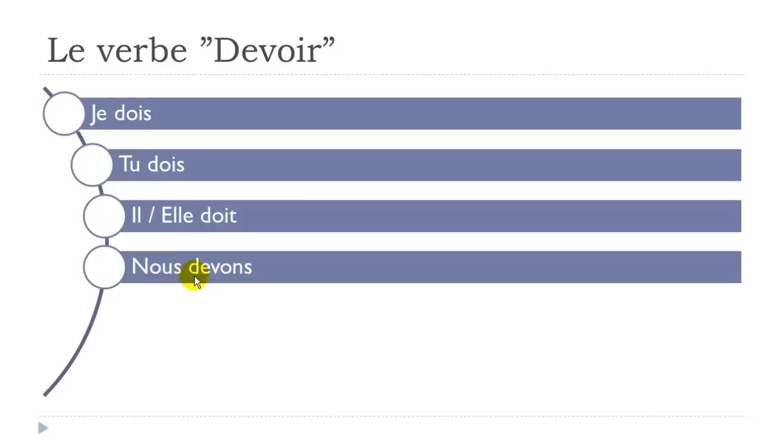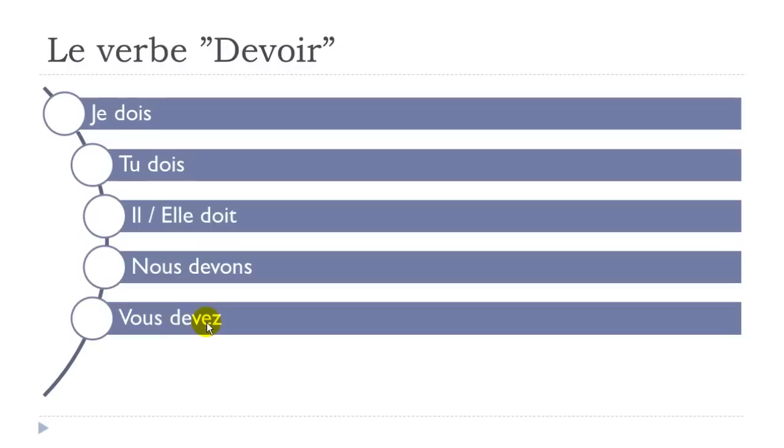Nous devons. Okay? Classic ending O-N-S for nous. You just pronounce this on, O-N, this nasal, okay? And then the final S is not pronounced. Nous devons. Okay? Nous devons, well, basically, we must. And then, vous devez. Remember, classic ending for vous here, a Z, but then you pronounce this combination of two letters, E, E, devez, vous devez.